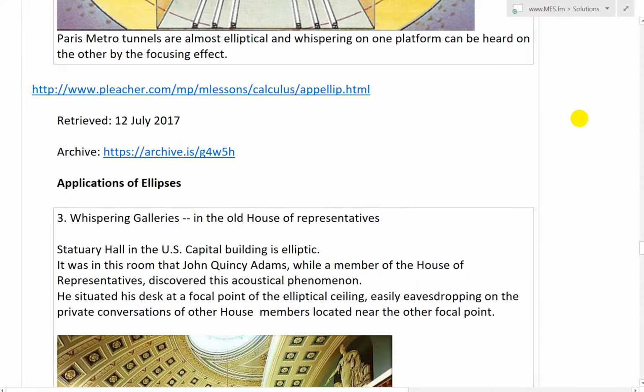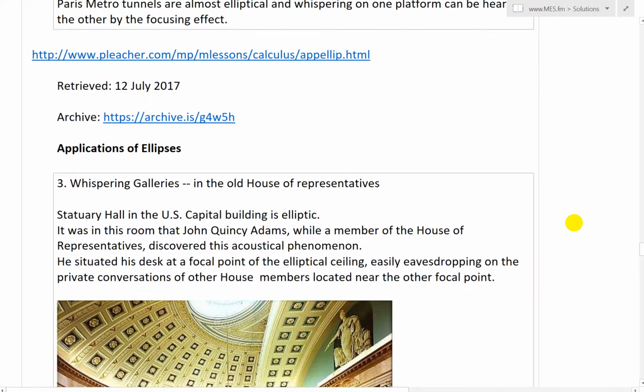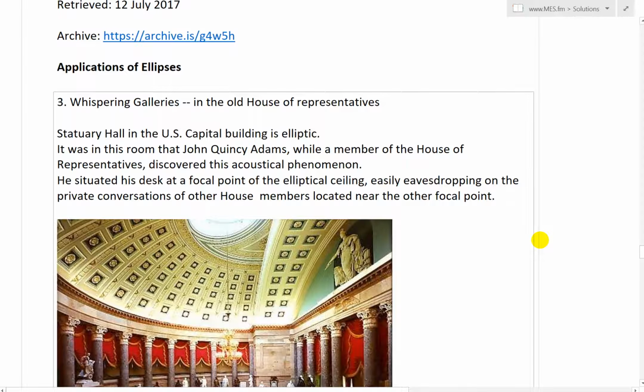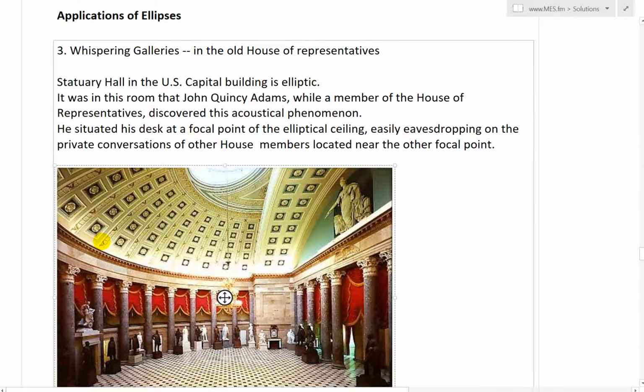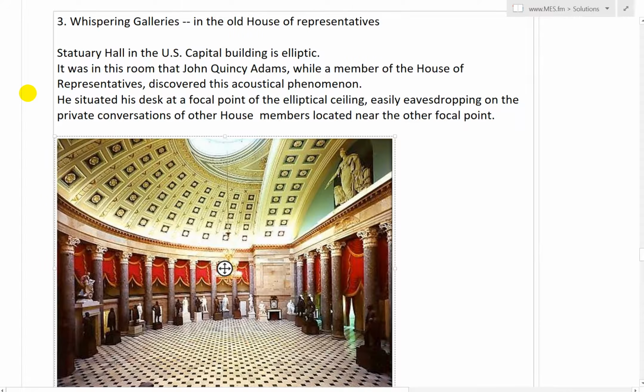It's quite amazing. And now we'll go to this other website, Pleacher.com. It has some pretty cool applications of ellipses. So, whispering galleries in the old House of Representatives, in the U.S. Statuary Hall in the U.S. Capitol building, is elliptical. So that's Statuary Hall. It was in this room that John Quincy Adams, while a member of the House of Representatives, discovered this acoustical phenomenon. That's interesting if true.